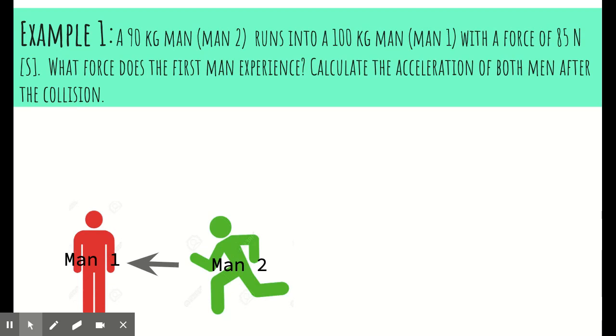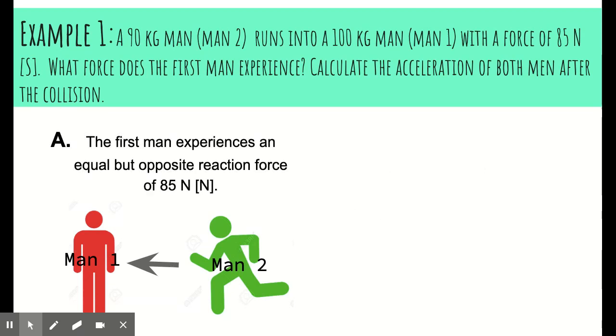So we have man 1 is red here. He's on the left, and man 2 is green. So man 2 is just running right into him. So what force does he experience? So man 2 is the first man because he's running into man 1. So man 2 will experience the equal but opposite reaction force. So if man 2 is running into man 1, he's applying a force to man 1, but he's also getting the same equal but opposite reactionary force. So if he's applying a force of 85 newtons south, he's going to get a reactionary force of 85 newtons north.